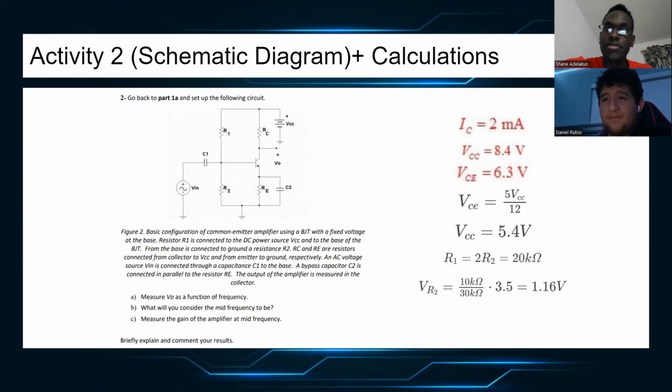Our VC is 5 volts over 12. And our VCC equals 5.4 volts. R1 equals 2R2, which equals 20K ohms. And VR2 is 10K ohms over 30K ohms times 3.5, which equals 1.16 volts.